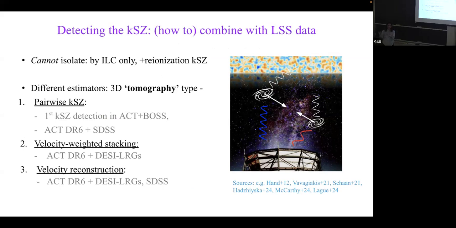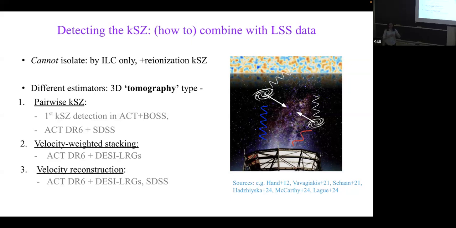So you cannot just isolate the KSZ by component separation techniques the way you do for TSZ. So what is often done is you combine CMB data with some kind of large-scale structure data to detect the KSZ at those redshifts, basically. And I won't go into the details of all these different estimators for KSZ. I'm just mentioning them here.